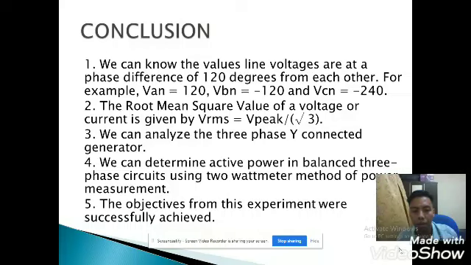So for the questionnaire session, I want to ask you all one question only. Is the formula for the YY generator equation the same as the delta generator equation?